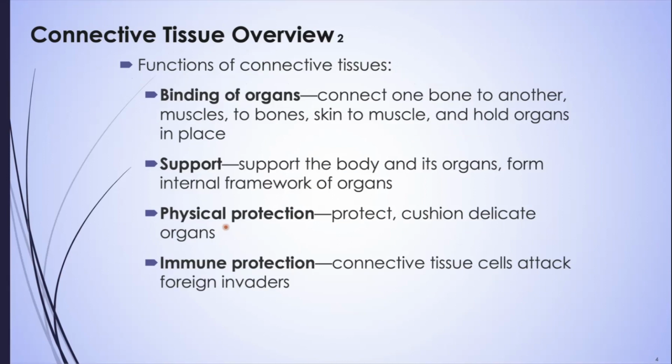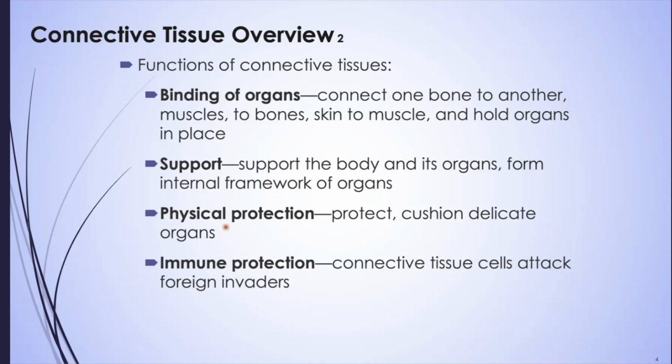Binding the organs. They're going to connect one bone to another. They're also going to connect muscles to bones. They're going to connect skin to muscles. They're going to hold organs in place. So that's what we mean by binding organs. As far as support, your connective tissues are going to support the body and its organs from the internal frameworks. They help to form the internal frameworks of the organs, providing organ shape and structure.